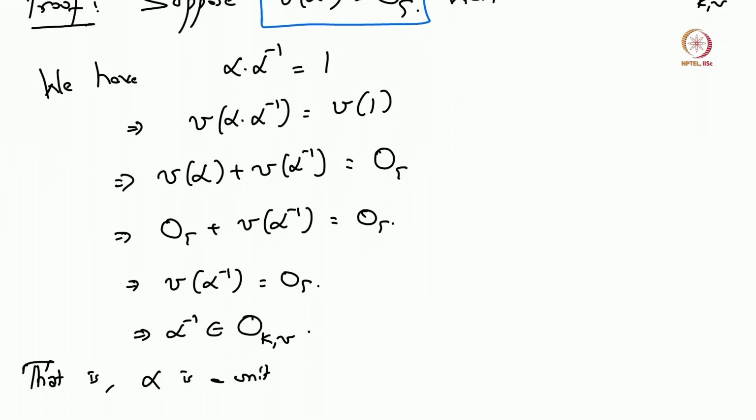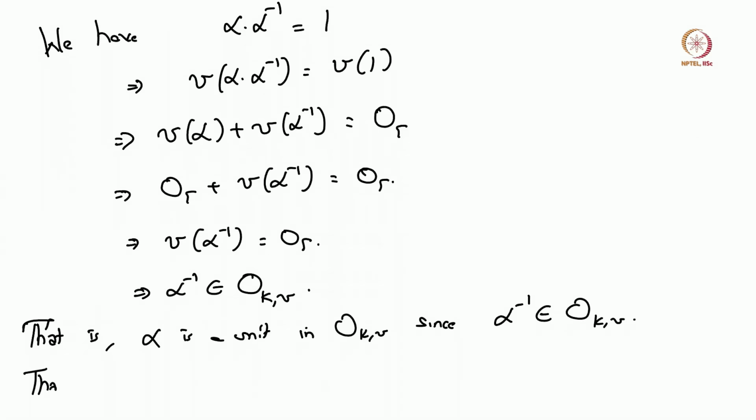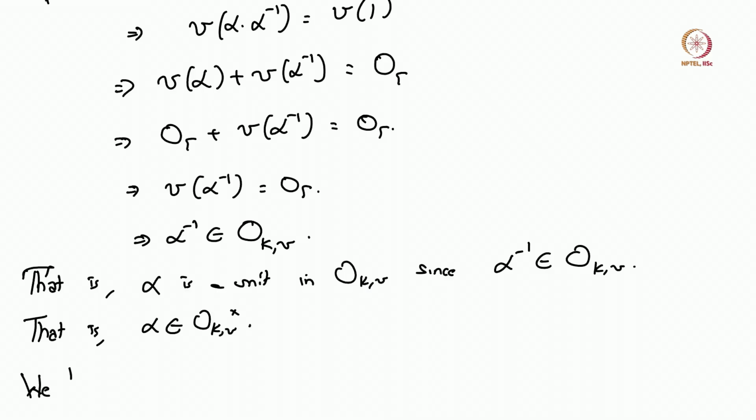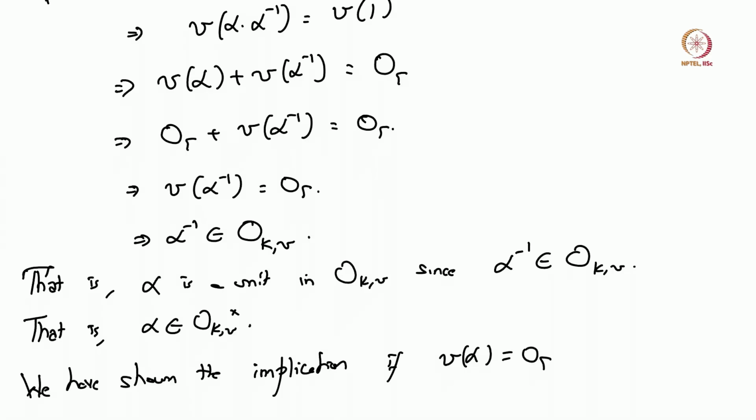That's another way of saying that alpha is a unit in OKV, since its inverse also belongs to OKV, that is, alpha belongs to OKV cross. Okay, so we've shown the implication: if V of alpha is the identity element of gamma, then alpha is a unit in the valuation ring.